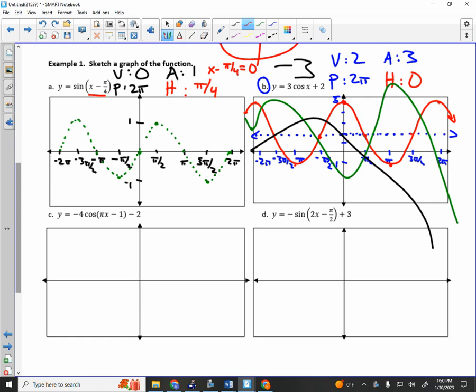Now, how much is pi over 4? How does pi over 4 compare to pi over 2? It's half of pi over 2, right? So we're just going to take these marks and move them half of a unit to the right.